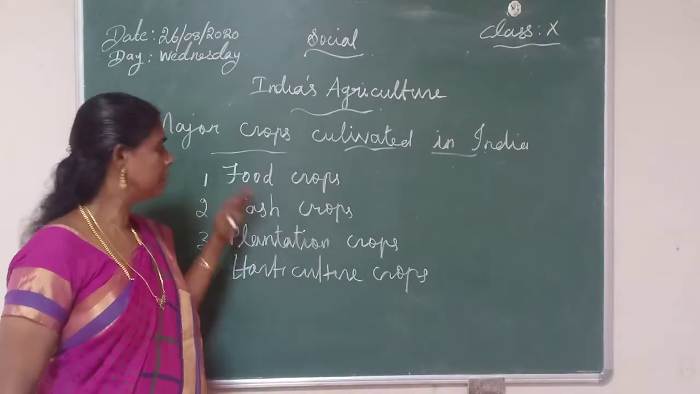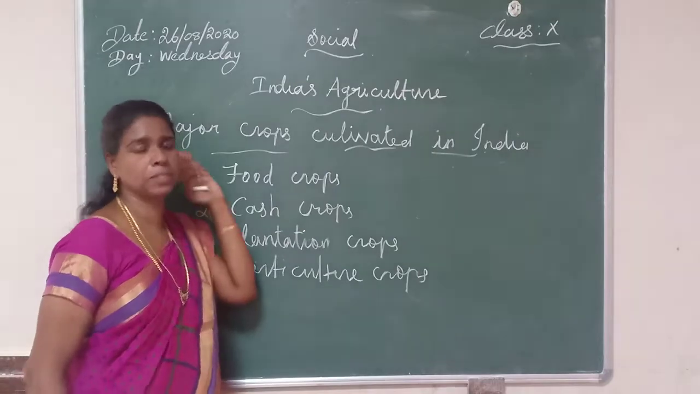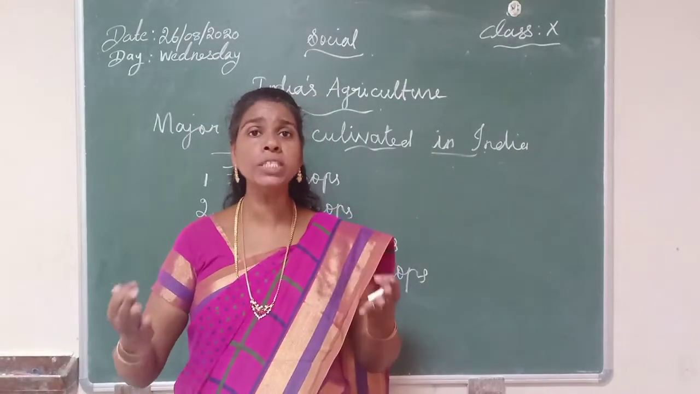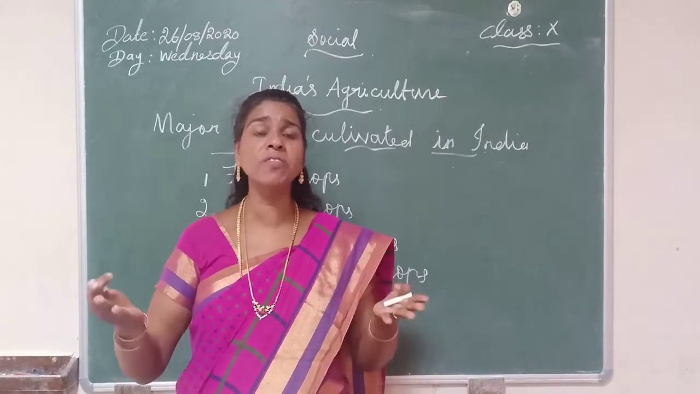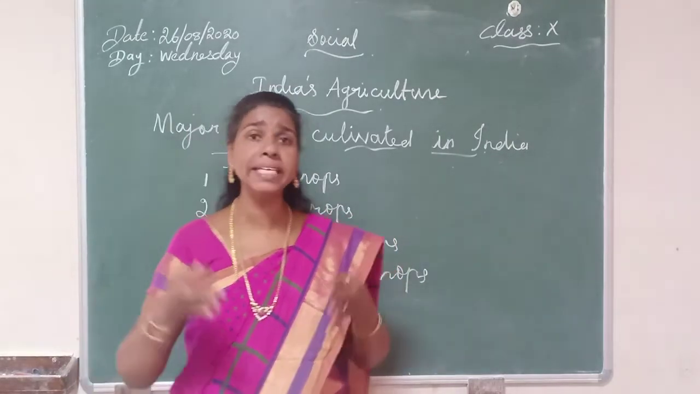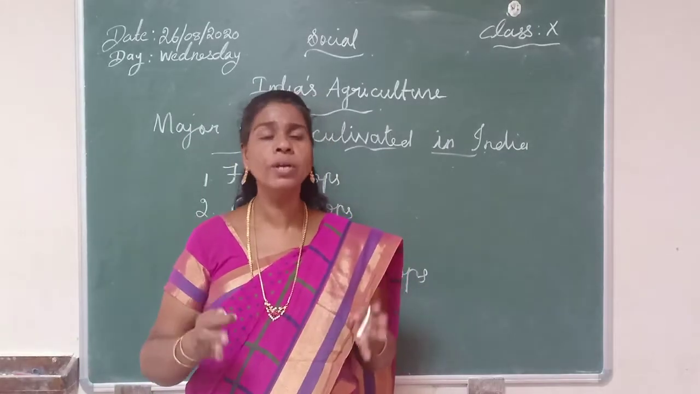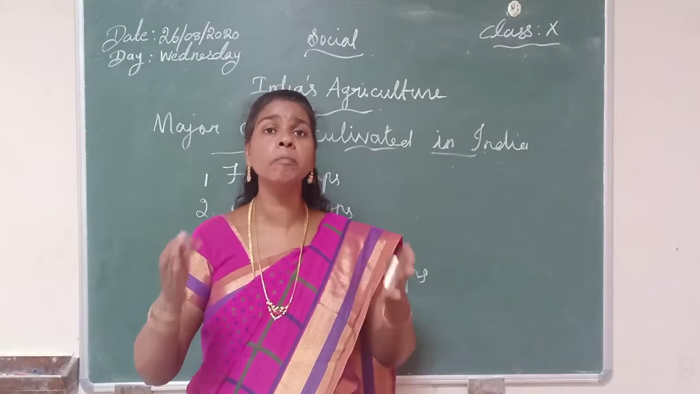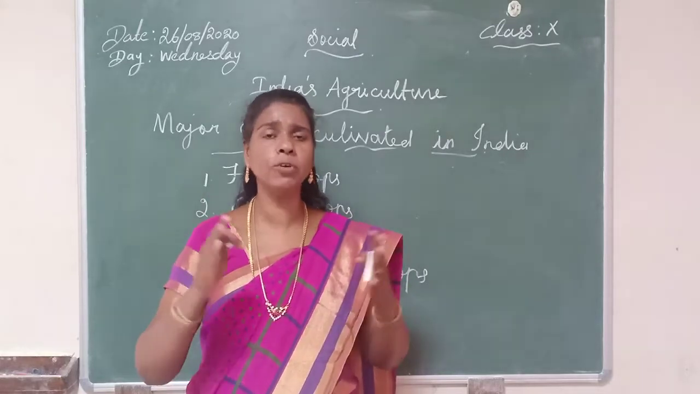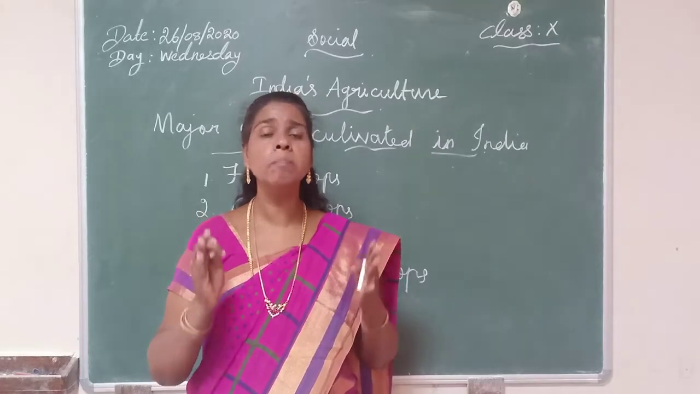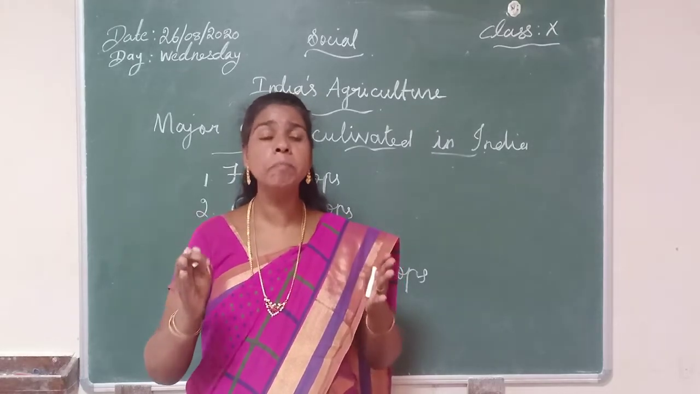Now listen here. The first one is food crops. What are food crops? It is a type of crop that is used as food. India is a highly populated nation. So, Indian agriculture is dominated by different food grains. The major food grains are rice, wheat, jowar, bajra, barley, pulses.